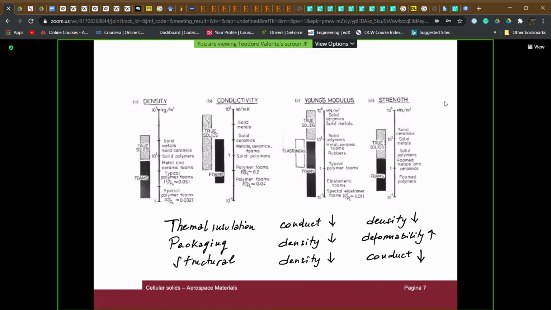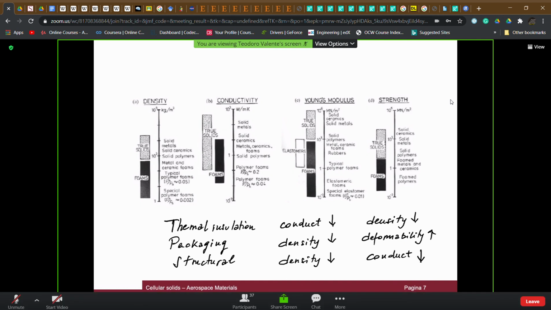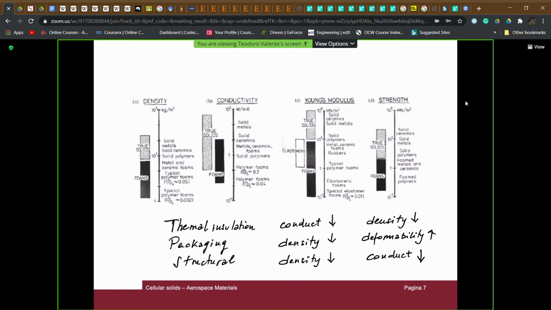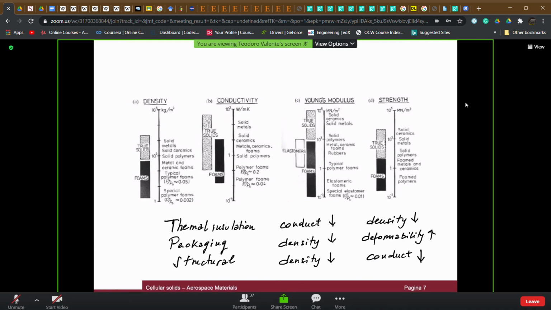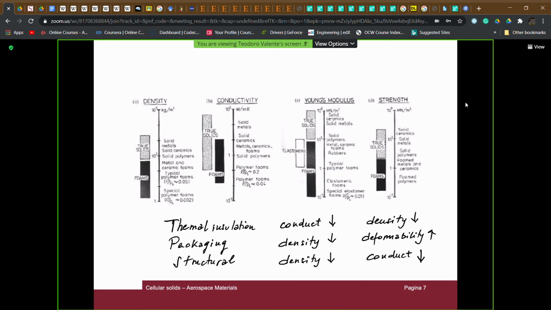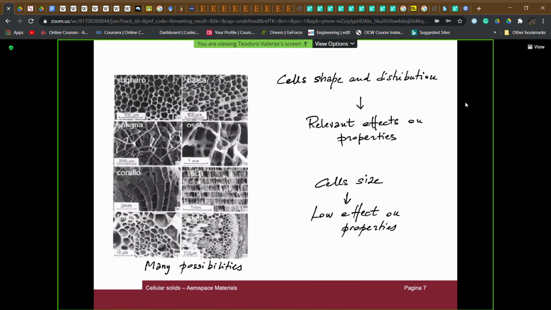These kinds of materials can be proposed for use not only for thermal insulation applications, but also for packaging. And having a low density and low conductivity, this can give rise to the possibility to use some combination of these materials for structural applications. But for these, the most important feature will be the behavior in terms of energy absorption, as I mentioned to you before, which we will discuss later on.